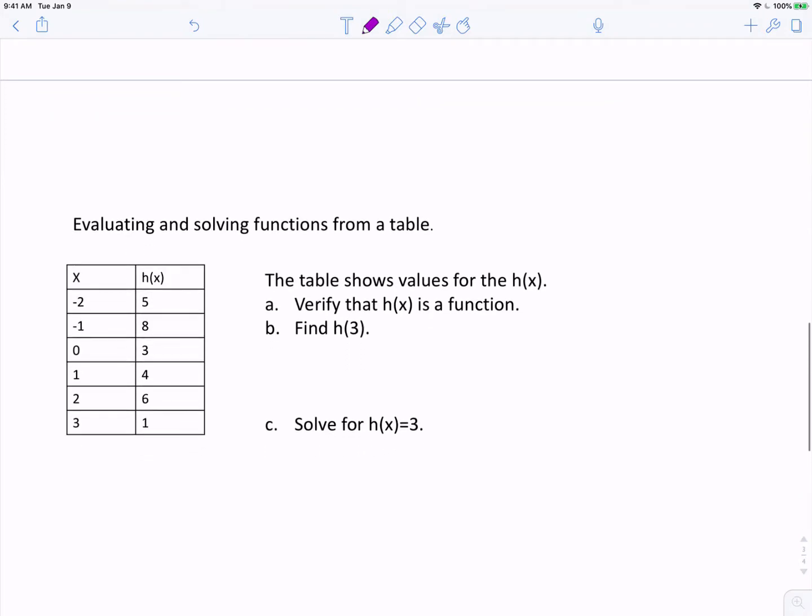We can also evaluate and solve functions from a table. So here we have a table of function values, and our first question says, verify that h of x is a function. So if you look at these input values, we can see that each of them is associated with only one output value. And so yes, this is a function. Why? Because each input has exactly one output.